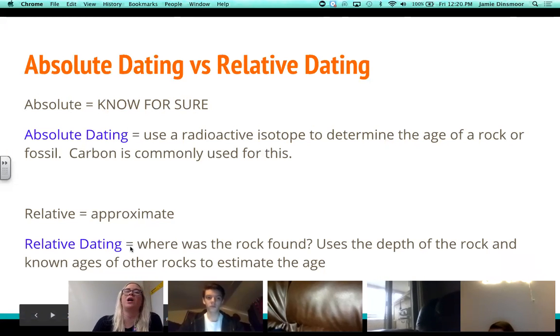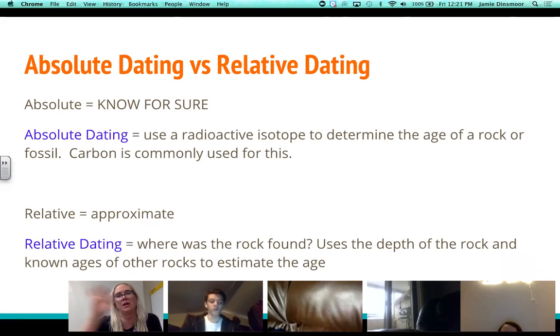Relative dating is more for situations where maybe there aren't any isotopes in the rock, which is pretty rare, or when it's a really heavily studied area and we already know a lot about the rocks there. We could just say, oh, this rock is this old based on where it's found. So scientists use these techniques to prove the age of something.